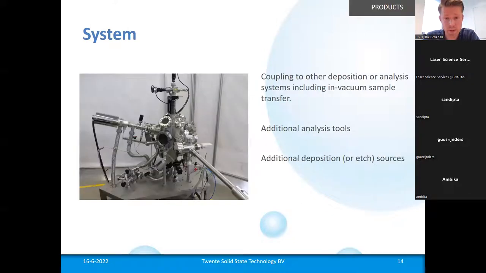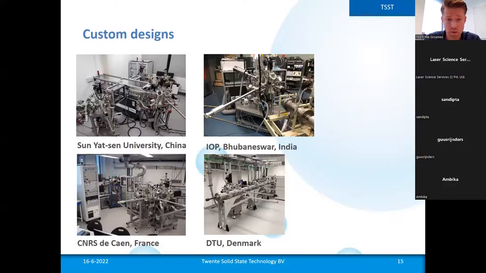what went wrong. And again, next to PLD, we are also experienced in making cluster tools, connecting PLD to other deposition techniques. We are compatible with conventional sample holder platforms, etc. So a lot is possible. Some nice examples of these type of custom designs.